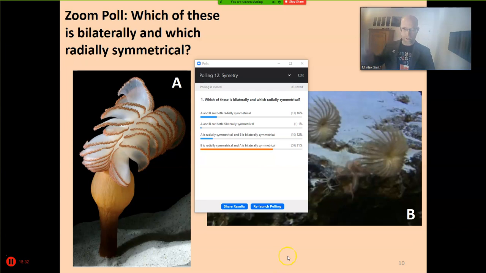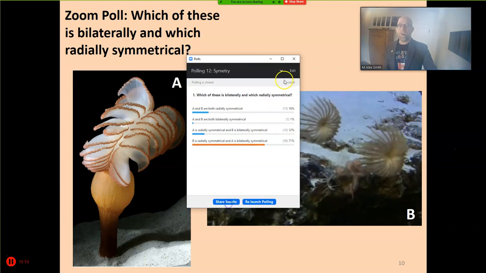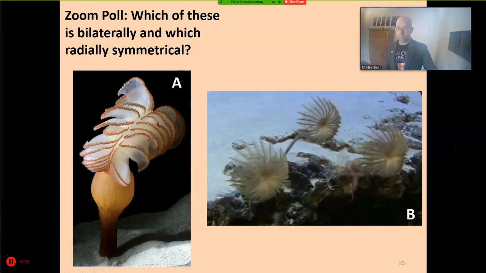Smith trying to juggle all of the things. And you're waiting and you're waiting and you're thinking, what is the answer? Well, in fact, close that. Sorry, I thought I had pressed share results. There you can see the majority of you had thought B, the final answer, that B is radially symmetrical and A is bilaterally symmetrical.